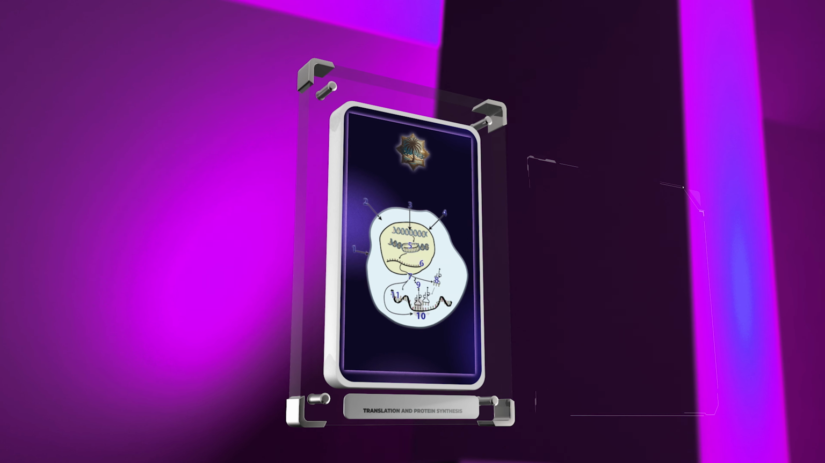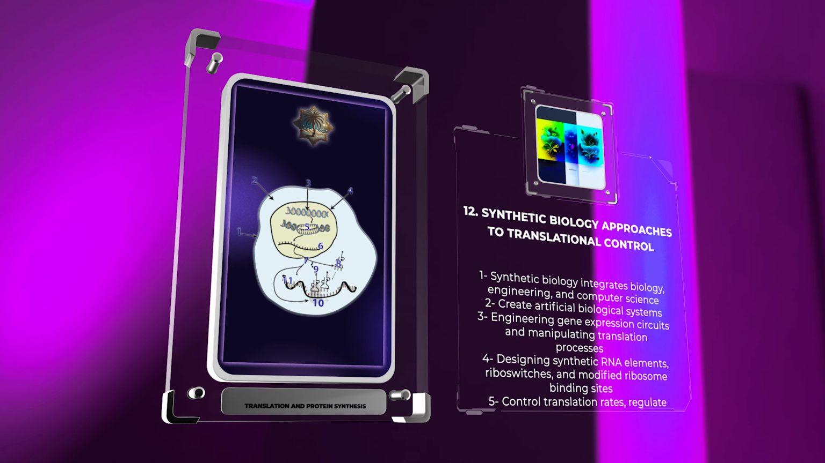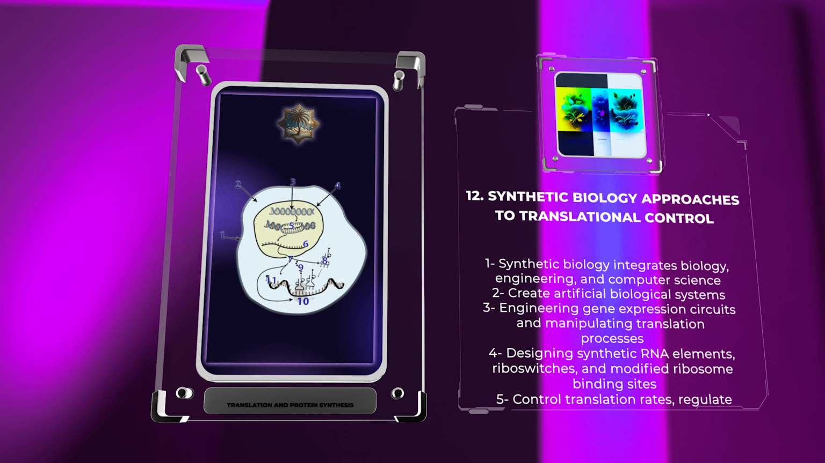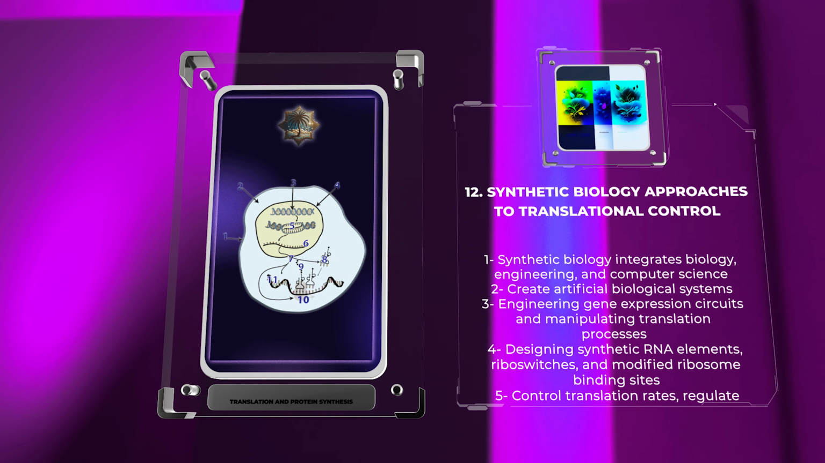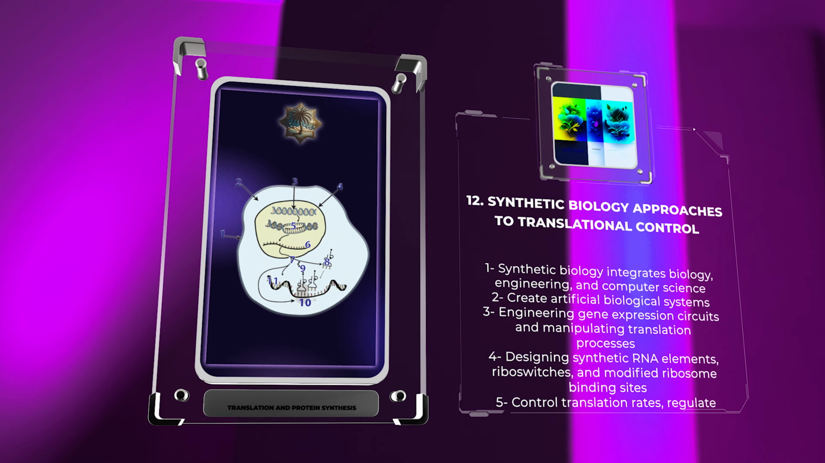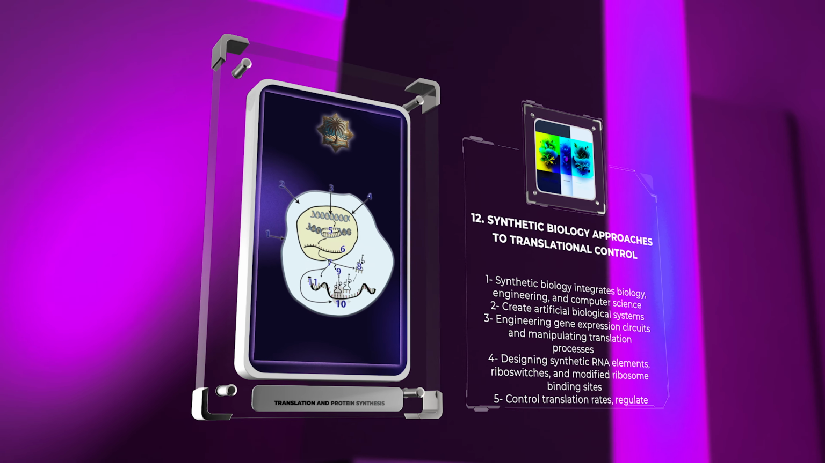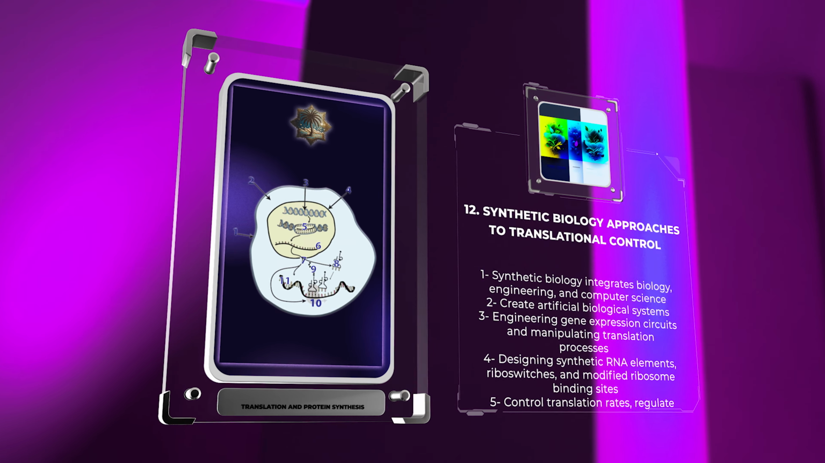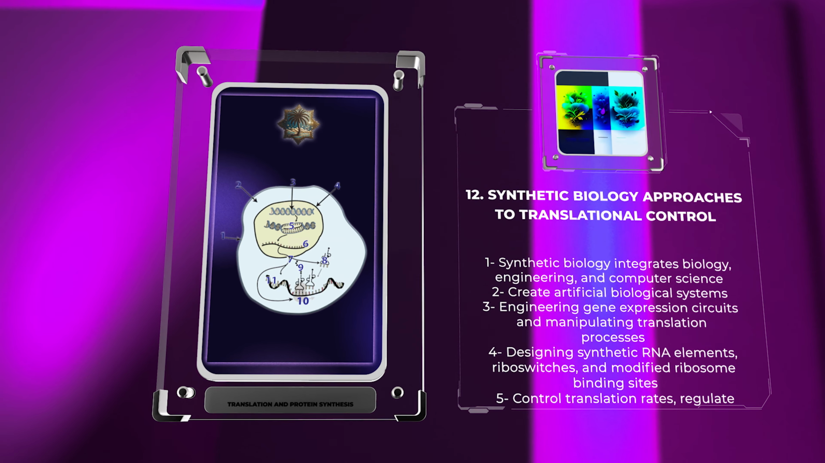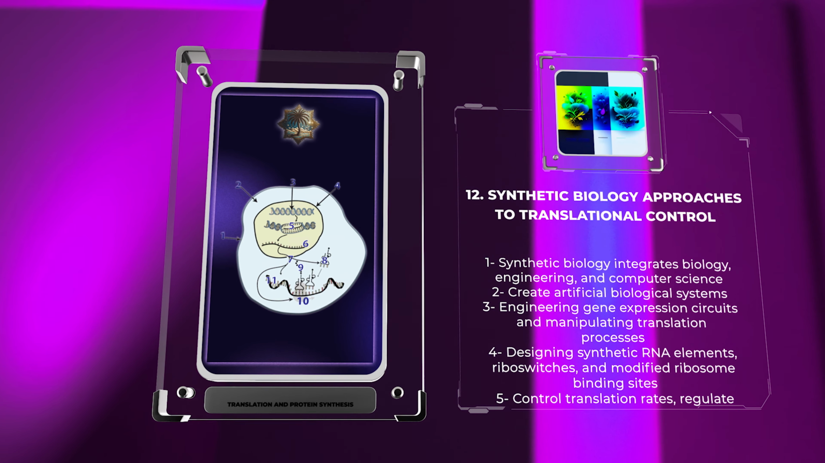In the video, we will explore how synthetic biology integrates knowledge from biology, engineering, and computer science to create artificial biological systems. Specifically, we will look at how synthetic biology enables us to engineer gene expression circuits and manipulate translation processes. By designing synthetic RNA elements, riboswitches, and modified ribosome binding sites, researchers can control translation rates, regulate protein expression levels, and construct intricate gene networks. The applications of synthetic biology extend beyond basic research, offering exciting possibilities for biotechnology and medical treatments.